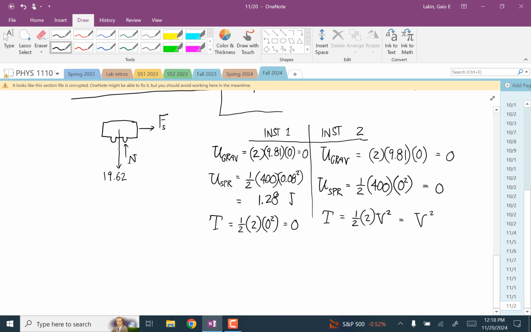So now we'll add up the stuff at instant 1, set it equal to the stuff at instant 2. I'm going to stop writing all the zeros in there, but we're just going to get 1.28 is equal to v squared. And so v is the square root of 1.28. So 1.13 meters per second.